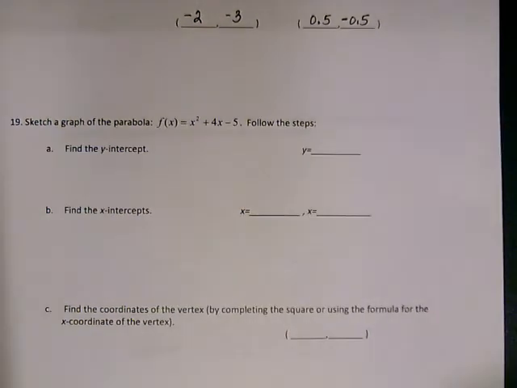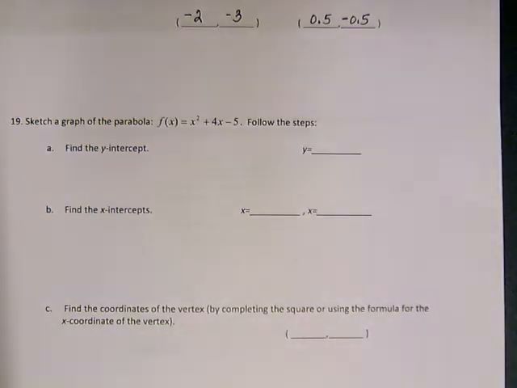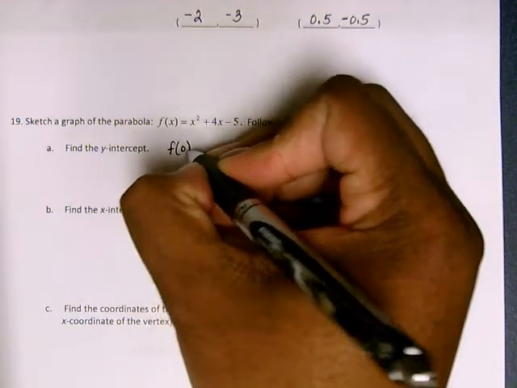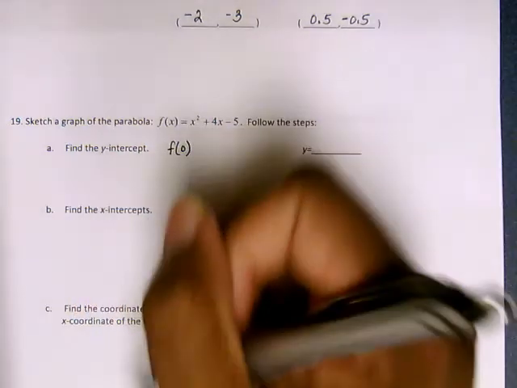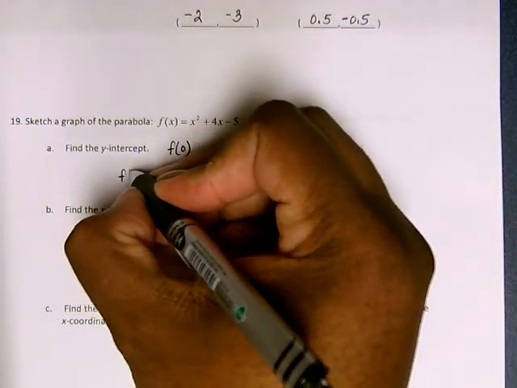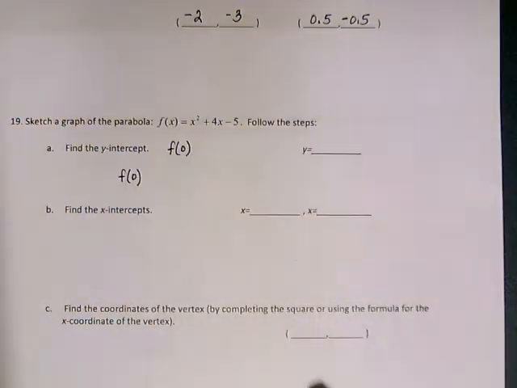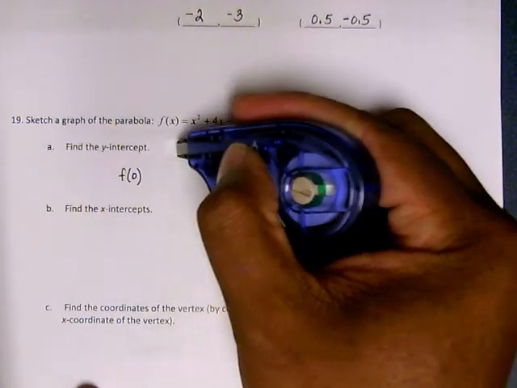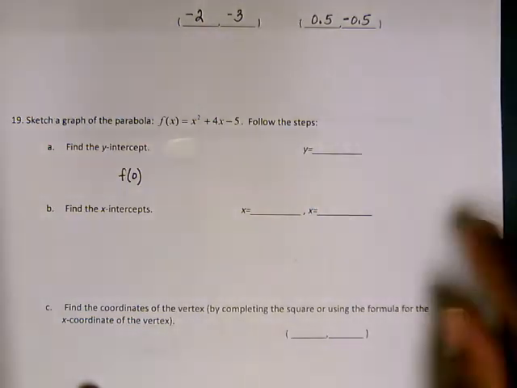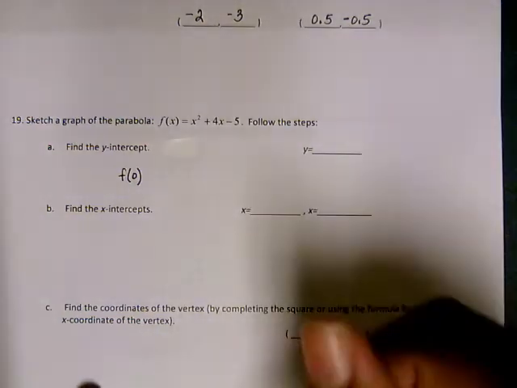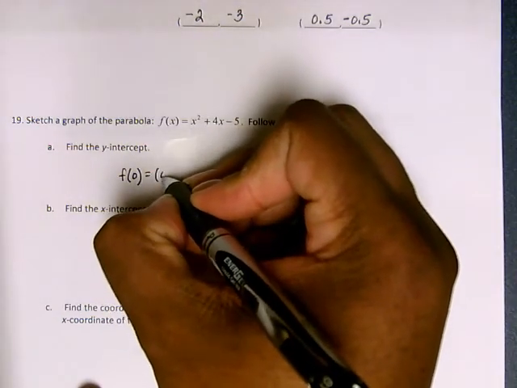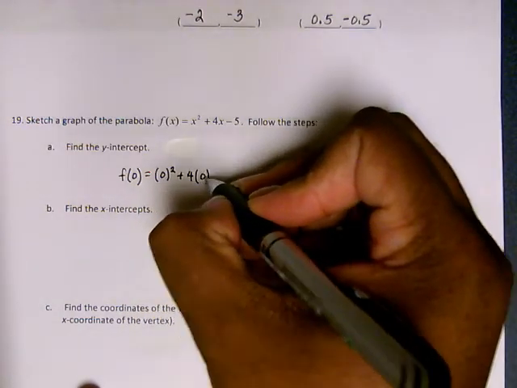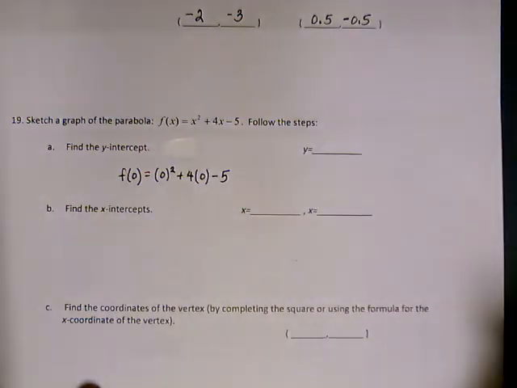In part A, you're going to find the y-intercept. Anytime you find the y-intercept, you always let x equal 0. So you're going to be evaluating f of 0. And we're going to do that by just simply substituting each x in this original function with 0. So this will be 0 squared plus 4 times 0 minus 5.